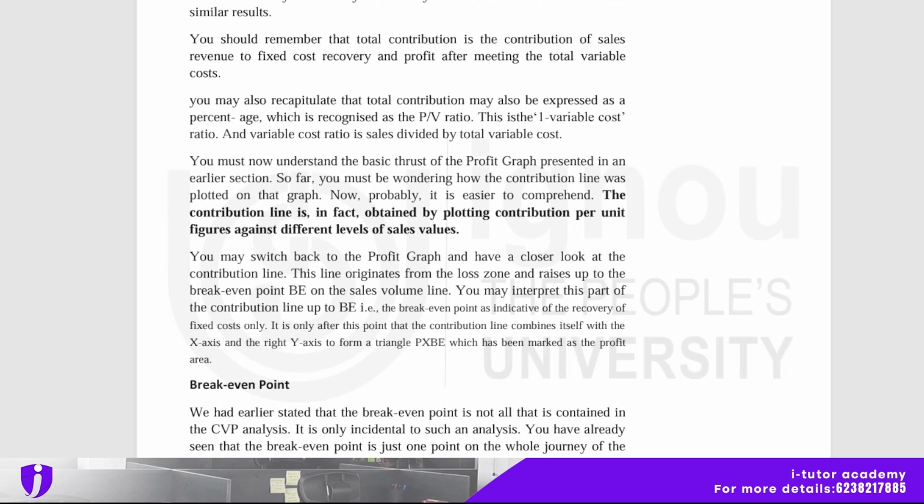And you must now understand the basic thrust of the profit graph presented in an earlier section. So far you must have been wondering how the contribution line was plotted on that graph. Now probably it is easier to comprehend. The contribution line is in fact obtained by plotting contribution per unit figures against different levels of sales values.